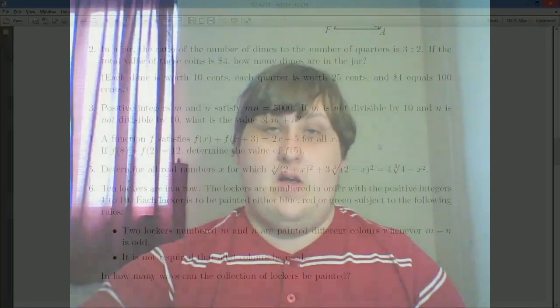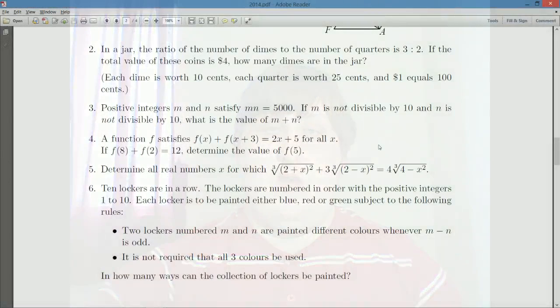We're going to continue our exploration of the 2014 Canadian Senior Mathematics Contest paper. We've done questions 1 through 4, now it's time for question number 5. And just like the last question, it's sort of scary. It looks like it's got functions in it, but we'll get to that in a moment.